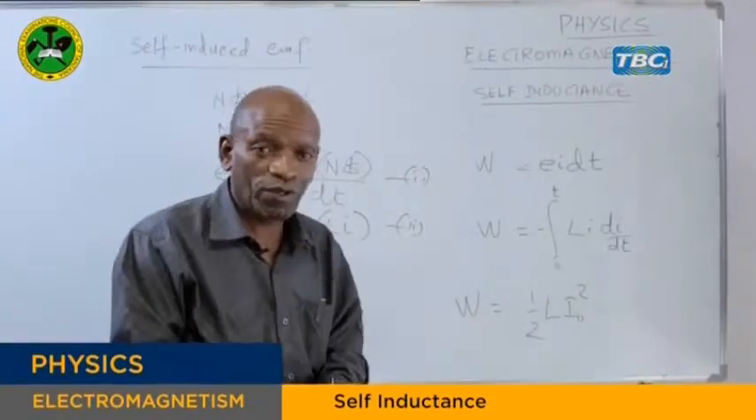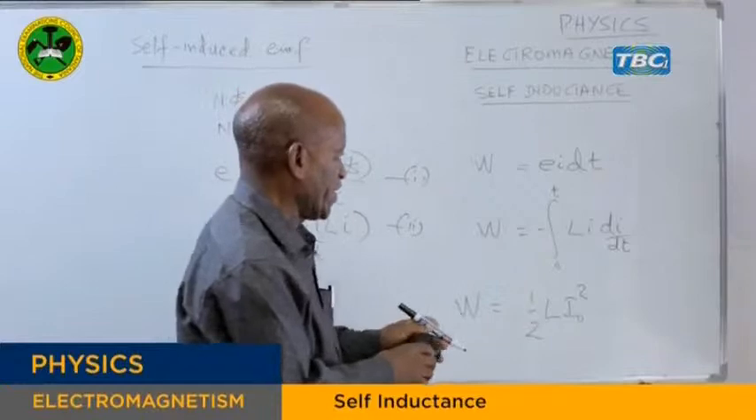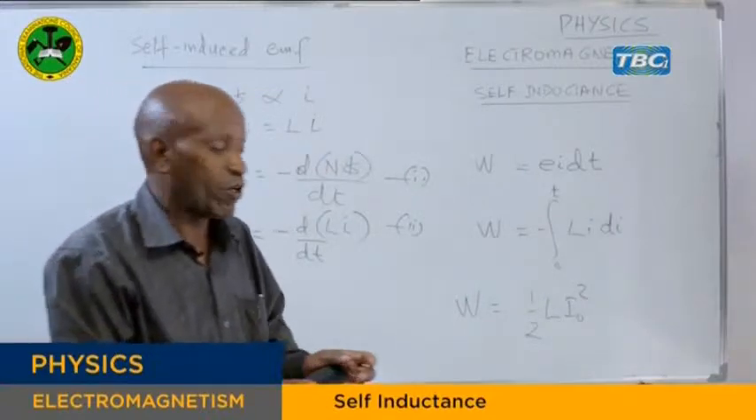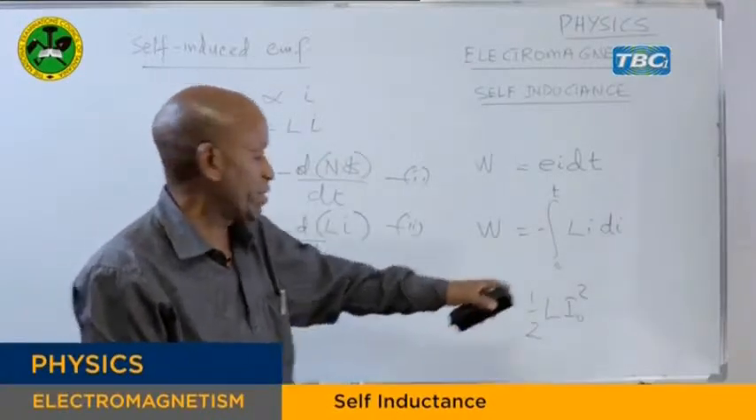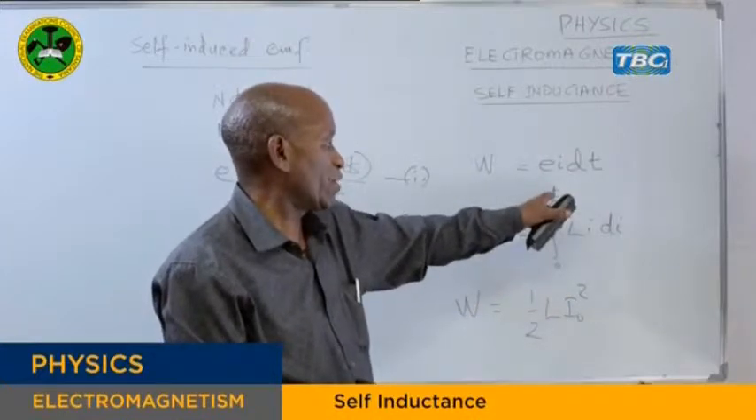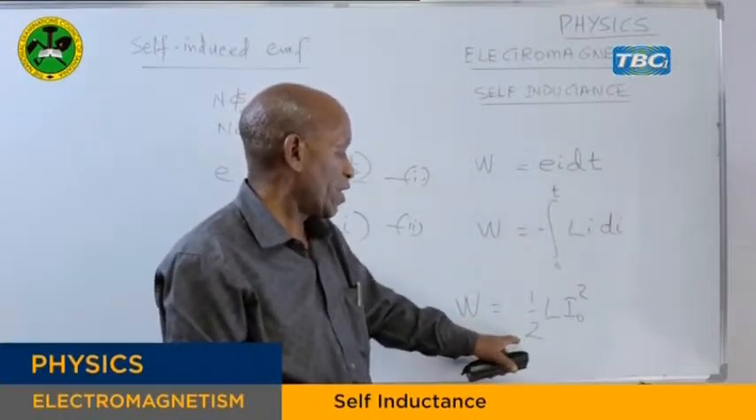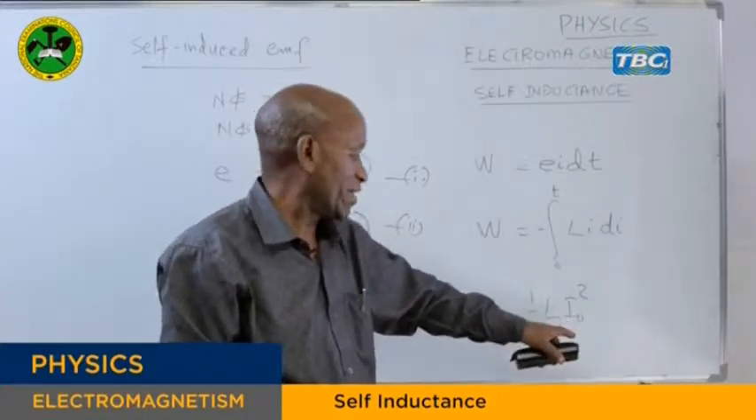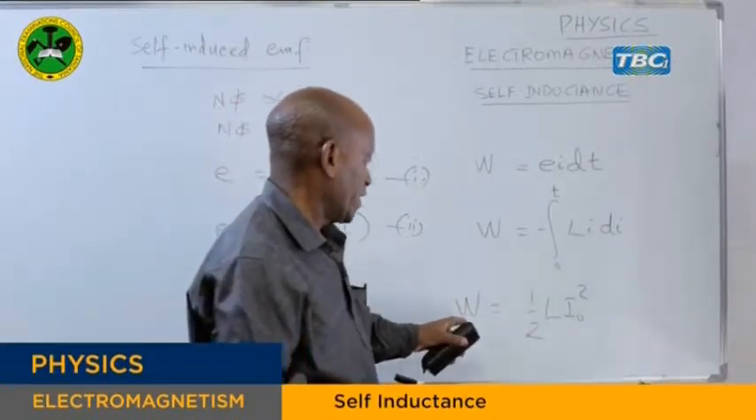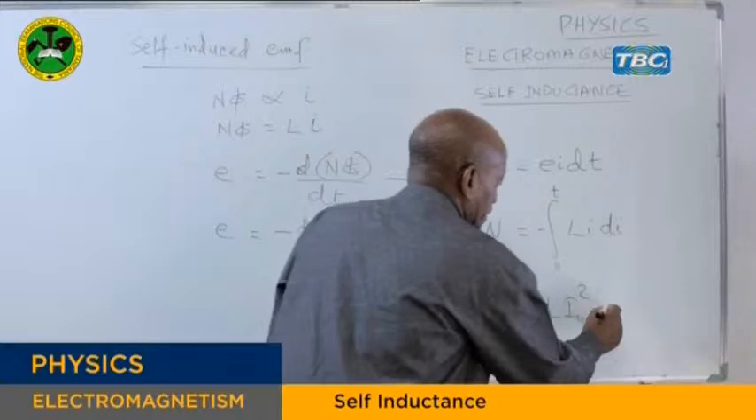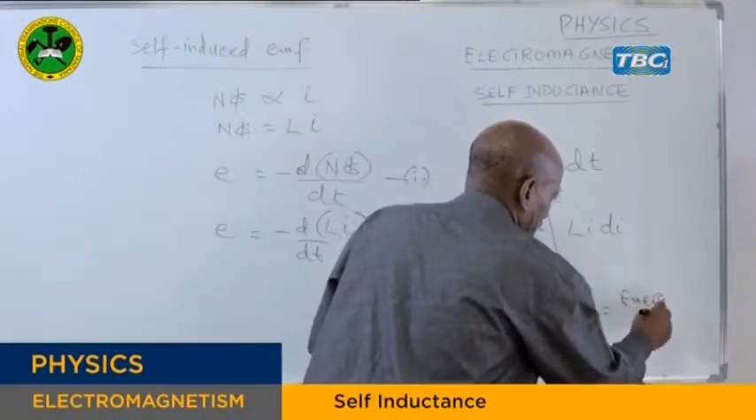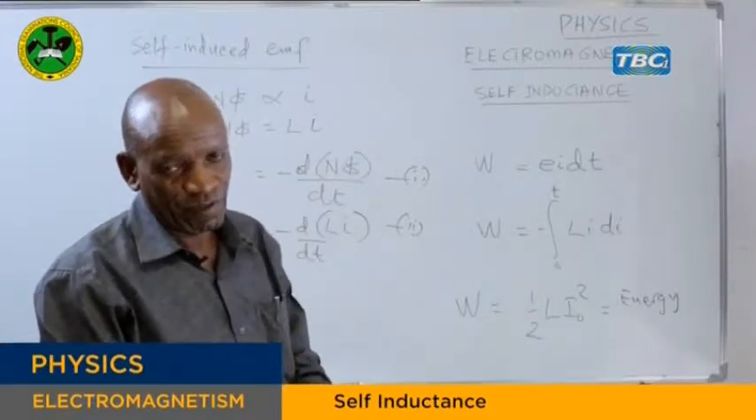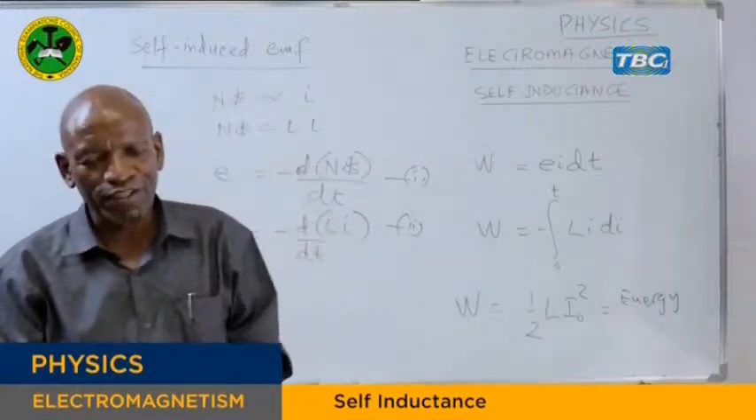That particular work done against the back EMF is L i di. No, sorry, it's not dt, it is just L i di, such that in the process of integrating from time 0 at the boundary condition to the last time t, the total work done will be equal to a half times L times I naught squared, where I naught is the maximum equilibrium current flowing in the circuit. This work done is the energy that is stored in an inductor, and it is measured in joules. So this is the actual derivation.